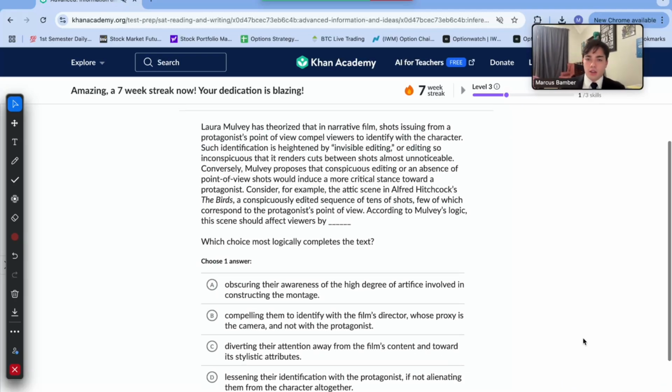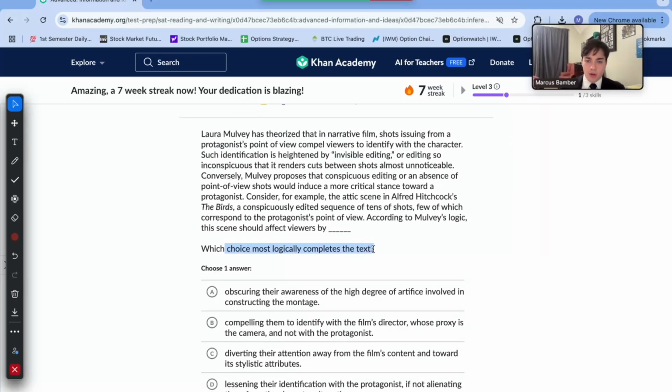Let's move on to our next question here. Which choice most logically completes the text? So we're going to be looking for claims once again.